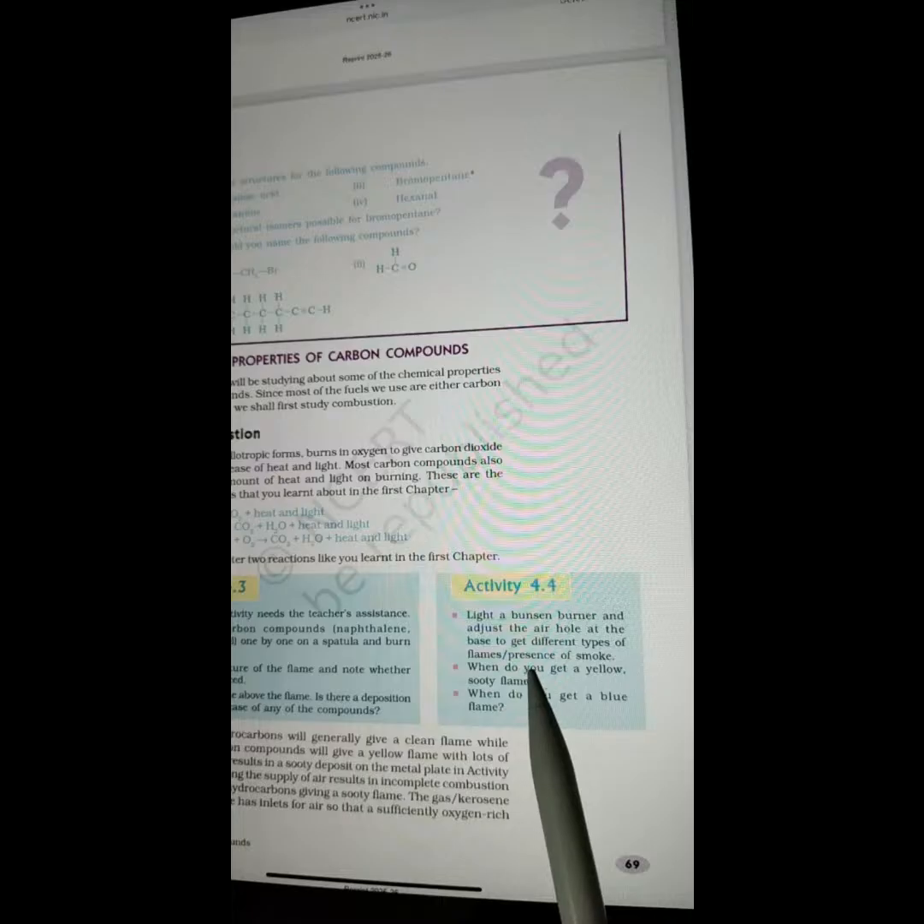Activity 4.4, light a Bunsen burner and adjust the air hole at the base to get different types of flames, and note the presence of smoke. When do you get a yellow sooty flame? When do you get a blue flame?